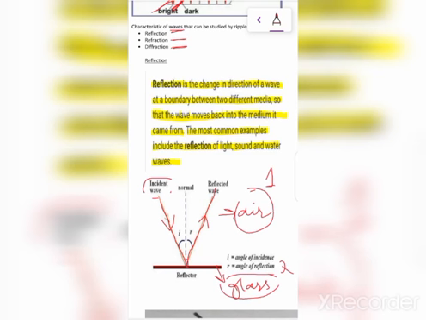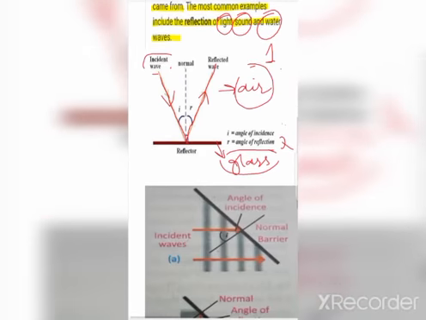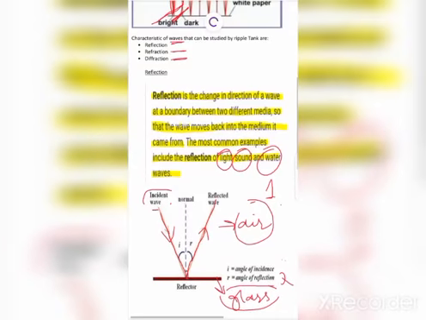The light ray is coming from the first medium and striking the boundary of the second medium. So when it strikes the boundary of the second medium, it changes its direction and goes back to the first medium. This is the reflection of waves. The most common examples are light waves, sound waves, and water waves, which undergo reflection. Other waves also undergo reflection. Here we are discussing water waves.